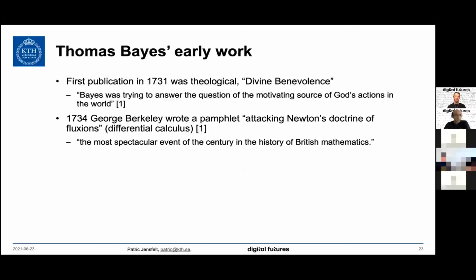After a few years, George Berkeley wrote a pamphlet where he attacked Newton and the way Newton treated so-called fluxions, which are differential calculus. I think he used as an example the derivation of the derivative of x to the power of n. And after a few years, Bayes came with an answer there where he defended Newton and showed why this was actually the proper way to do it. Much of the mathematics at this time was not really done with rigorous formulas, but more in terms of text.